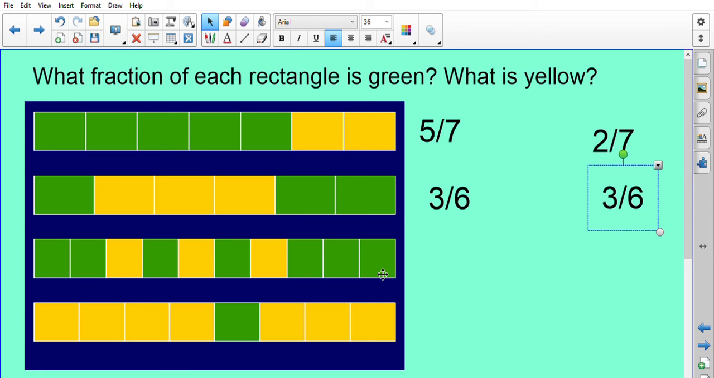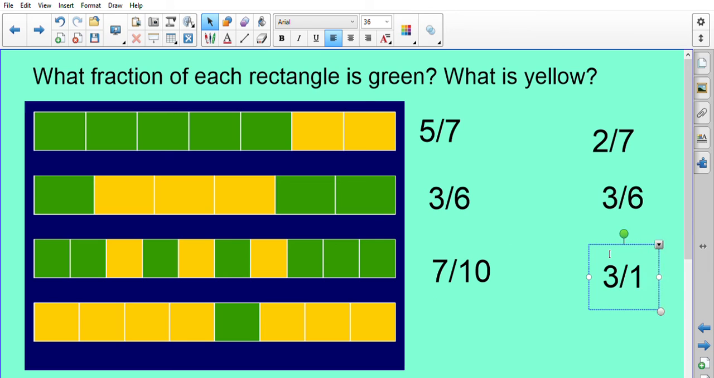This rectangle has been cut up into 1, 2, 3, 4, 5, 6, 7, 8, 9, 10 equal parts, and we've got 7 out of 10 are green, and 3 out of 10 are yellow. And then this last one has been cut into 8 equal parts, and we've got 1 out of 8, 1/8 is green, and then 7 out of 8 that are yellow.